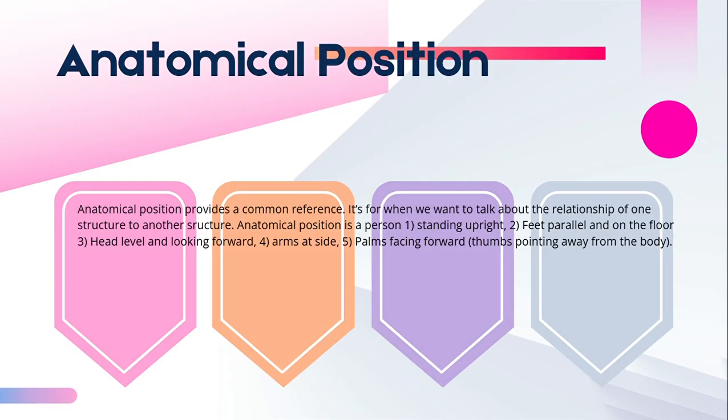Anatomical position is going to provide a common reference. It's for when we want to talk about the relationship of one structure to another structure. It's going to be when a person is standing upright with their feet parallel and on the floor, head level and looking forward, arms at the side, palms facing forward with their thumbs pointing away from the body.